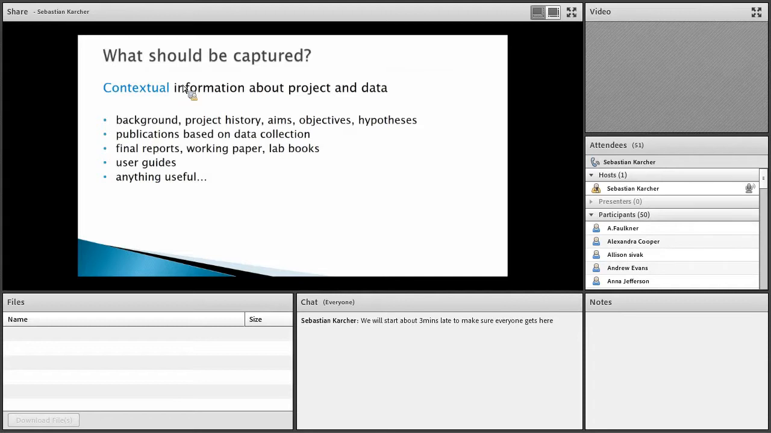There are various layers, several layers on which things can be documented. So from the broadest kind of contextual information that one might want to record, which has to do with the research question itself, with publications that may be related to the research question, user guides, questionnaires, those kinds of things, sort of on the highest level.